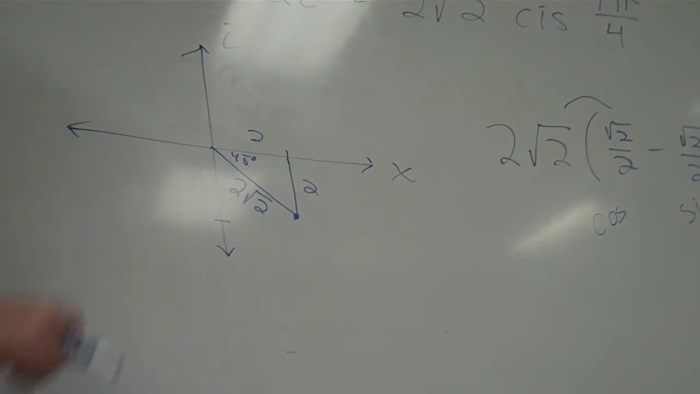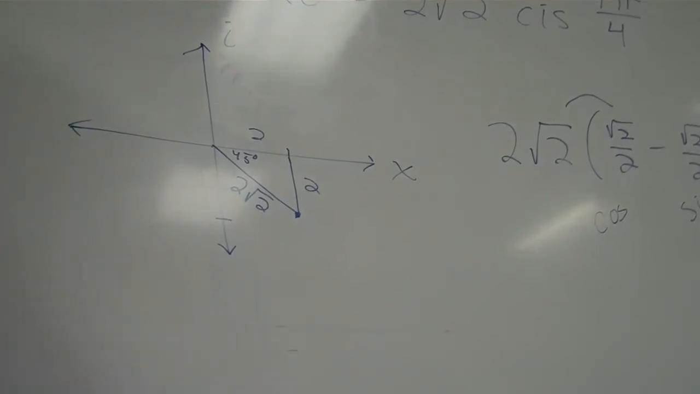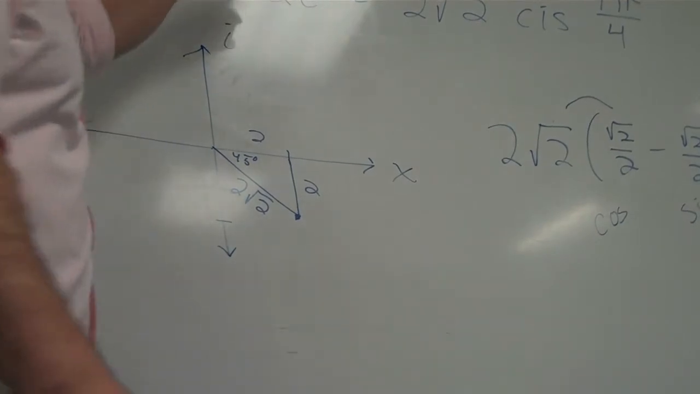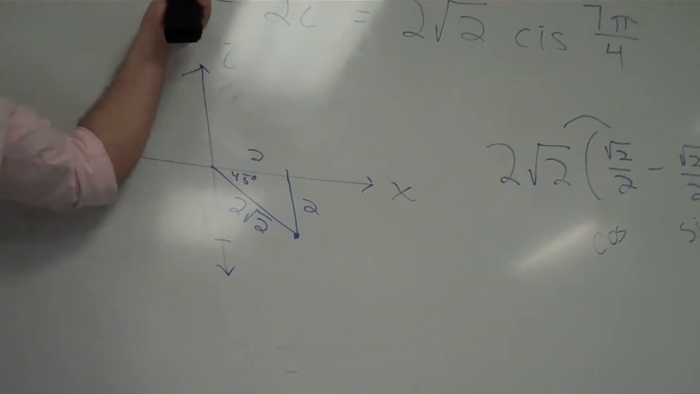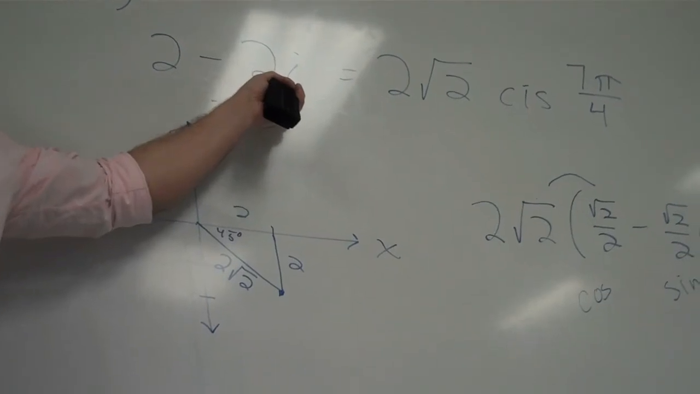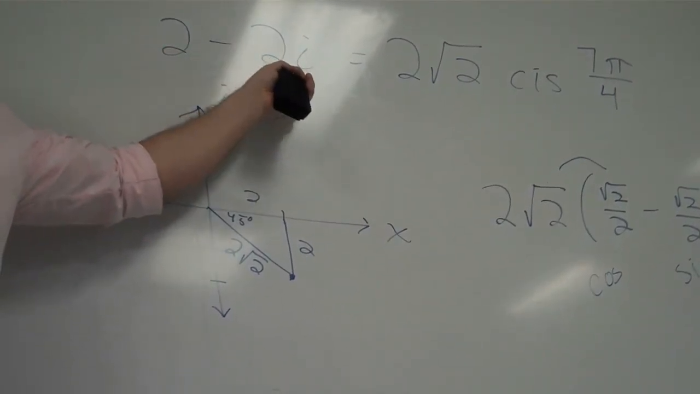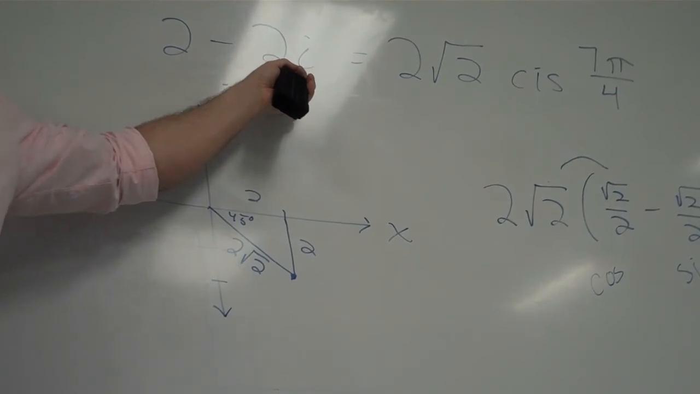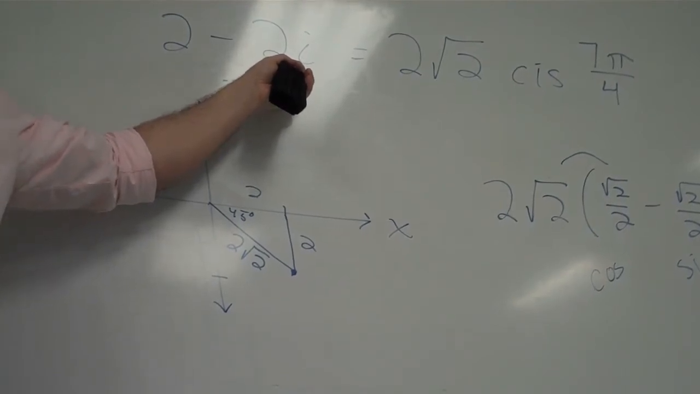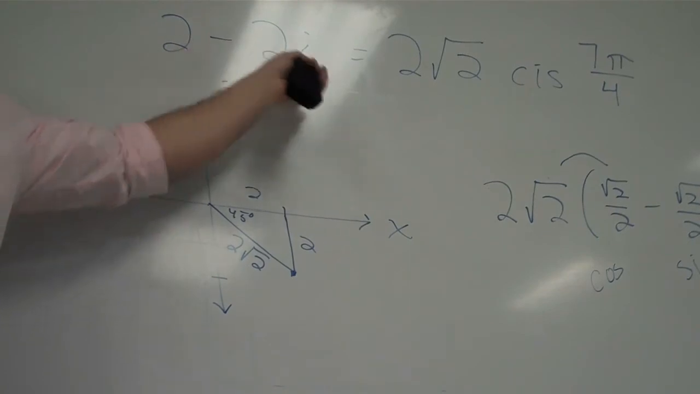Okay, I'll give one big hint on this. If the components are the same, these are the legs of the triangle. If you have the same A and the same B, what angle should you be thinking of? 45. You're going to have a 45-degree reference angle if these two numbers are the same.